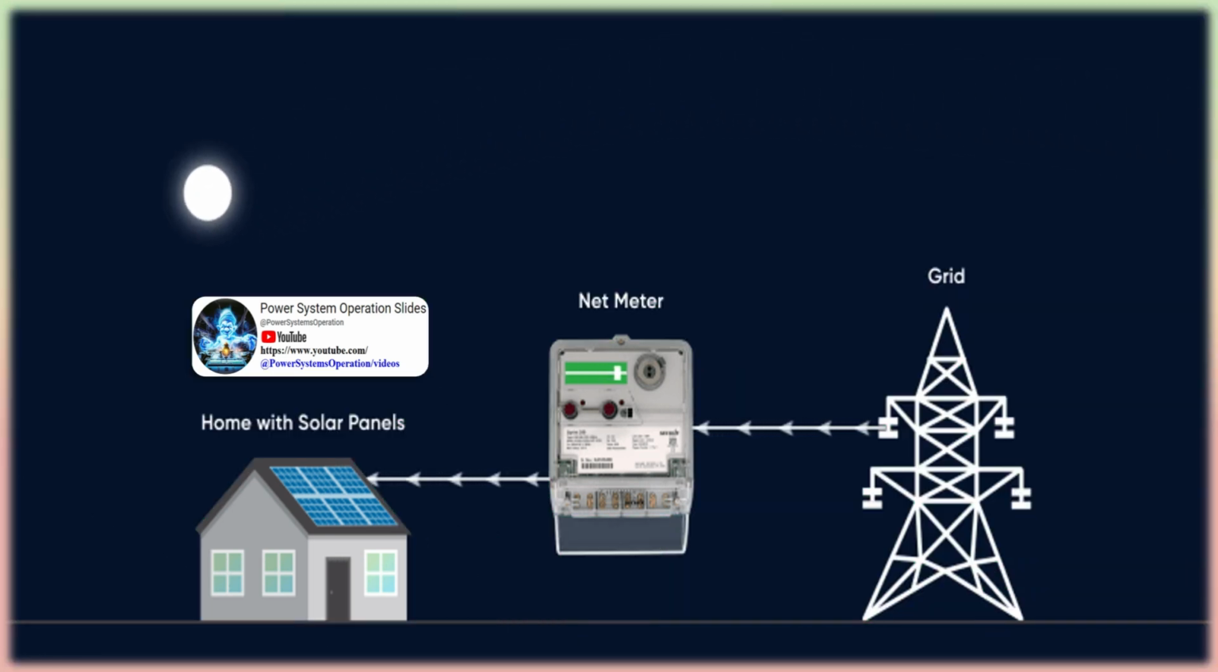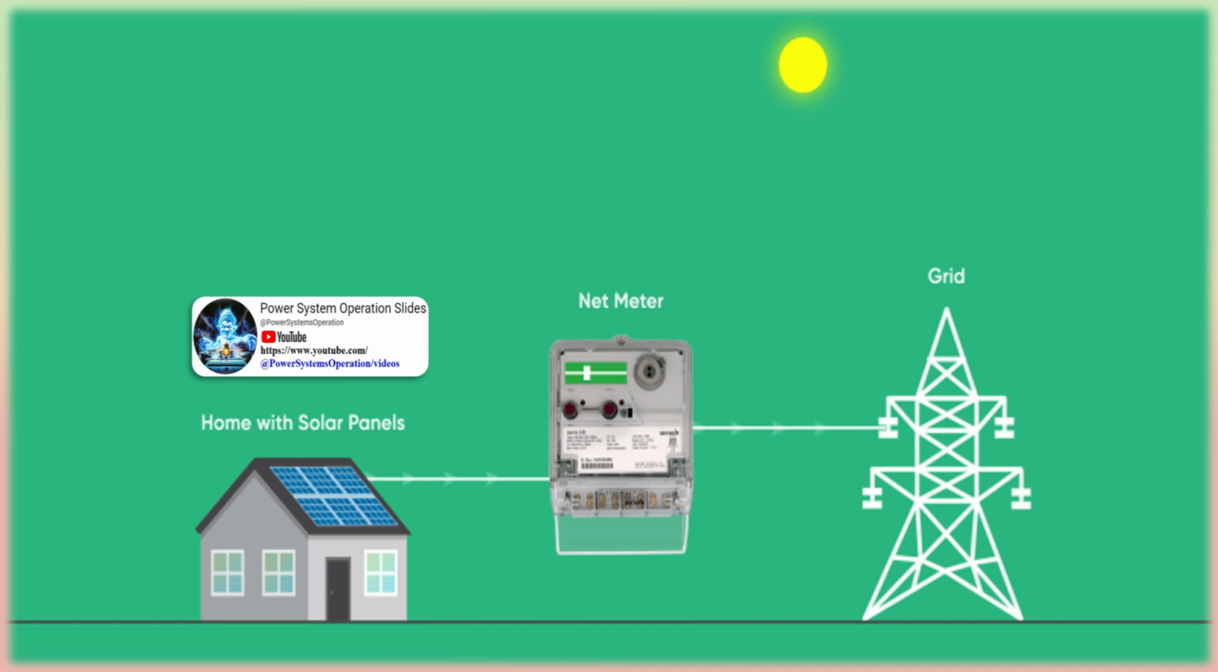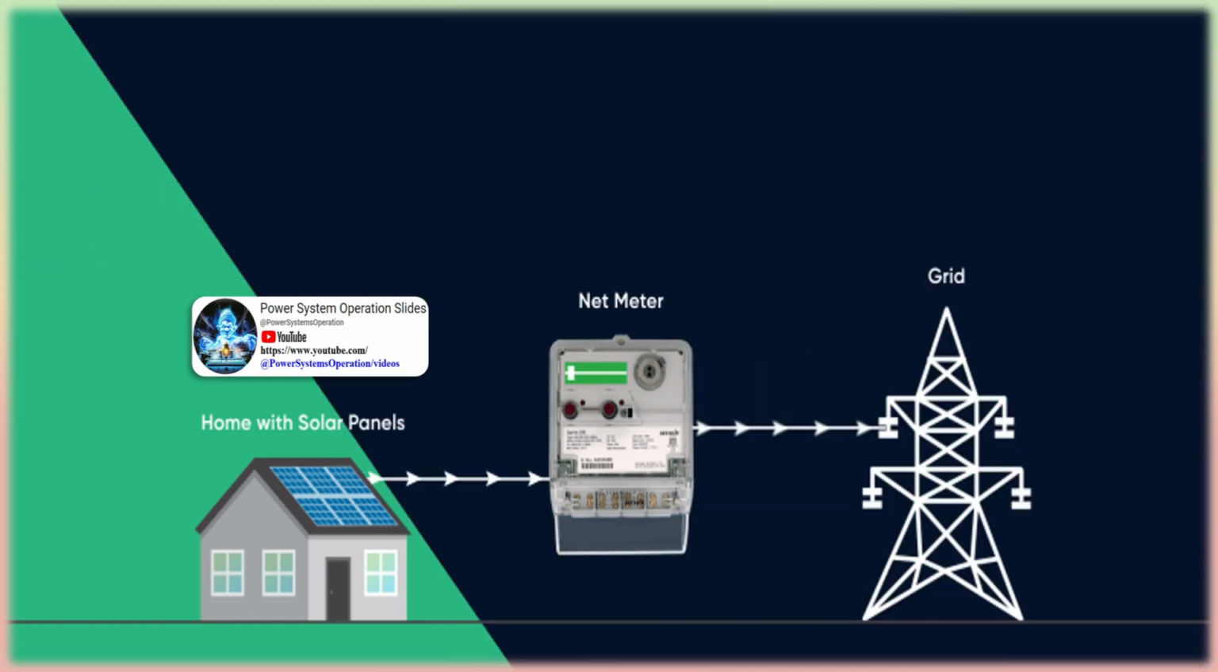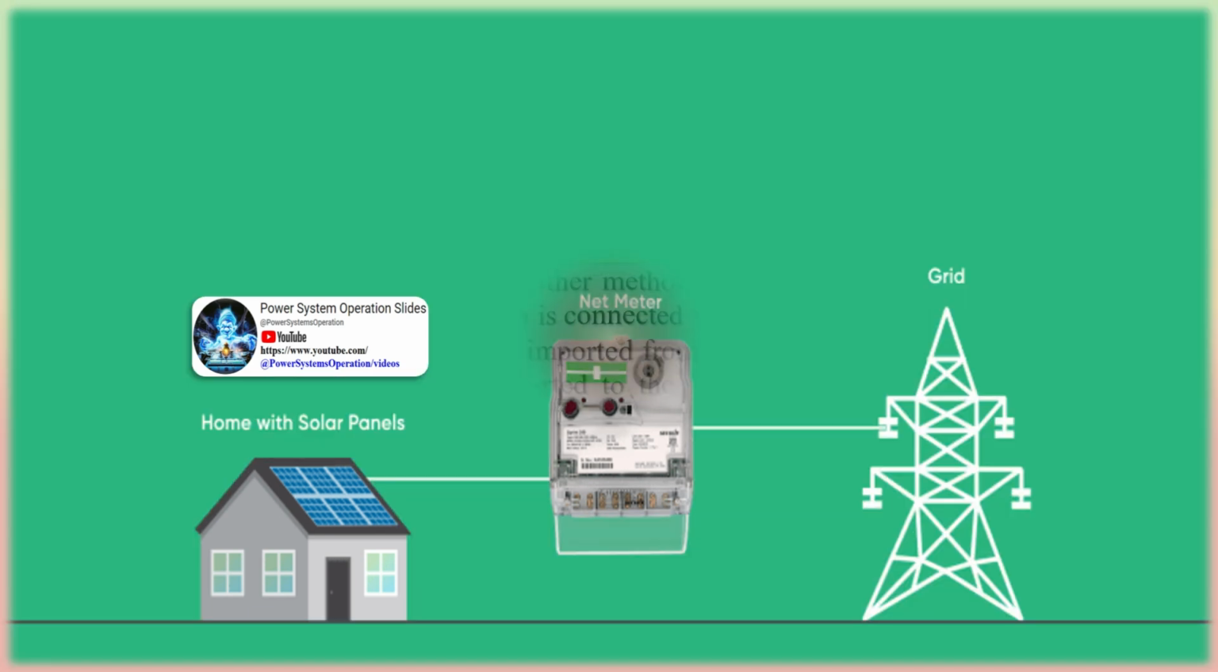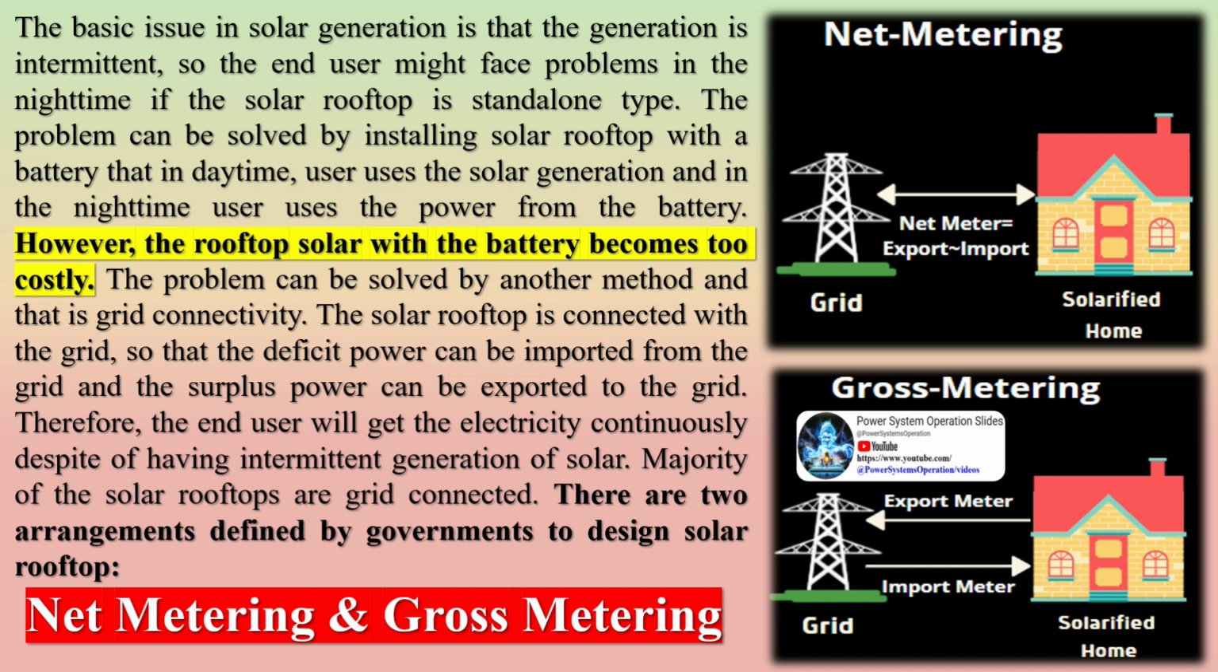There are two arrangements defined by governments to design solar rooftop: one, net metering, and two, gross metering. Let's discuss net metering. In net metering, the electricity generated by the solar rooftop plant is adjusted against the imports. Electricity produced by solar rooftop is deducted from the total energy consumption of the user over a period. The adjustments are based on different periods, like monthly, bi-monthly, half-yearly or yearly, based on state government policies.